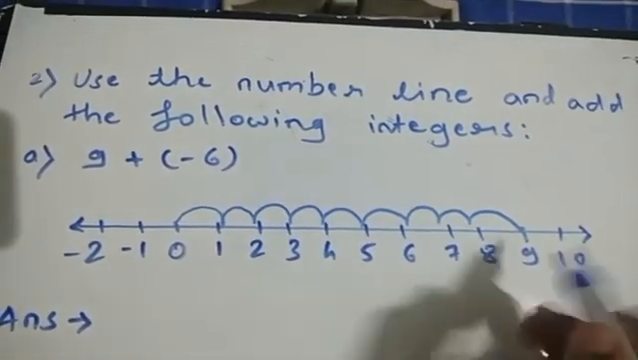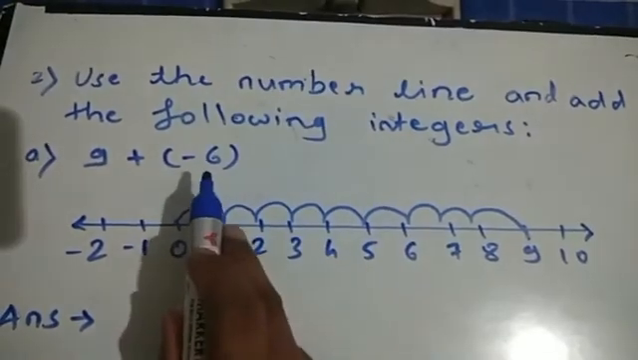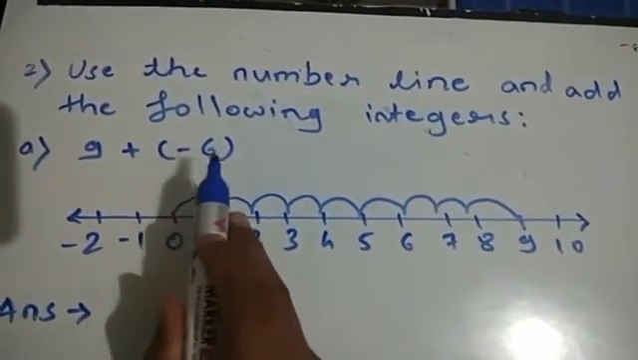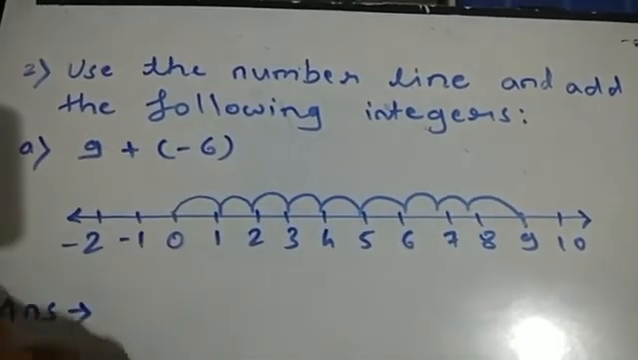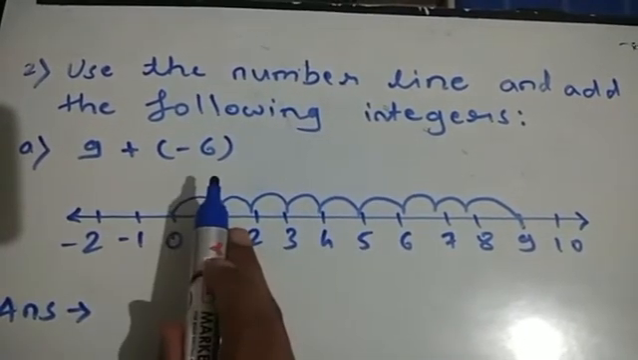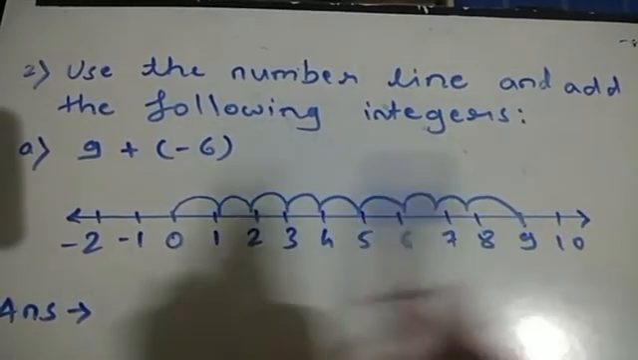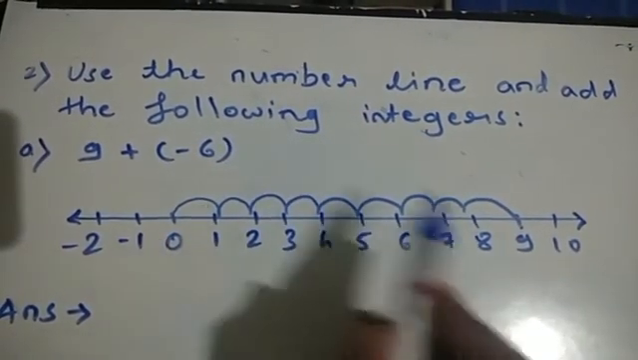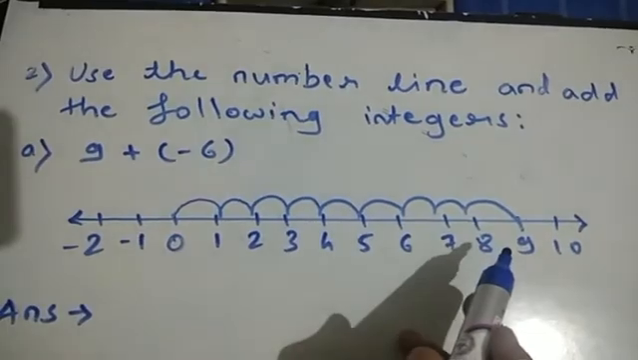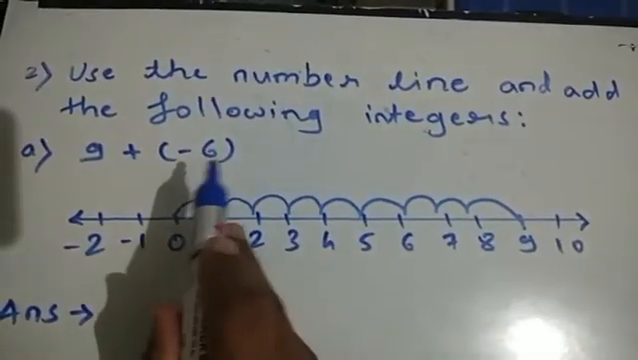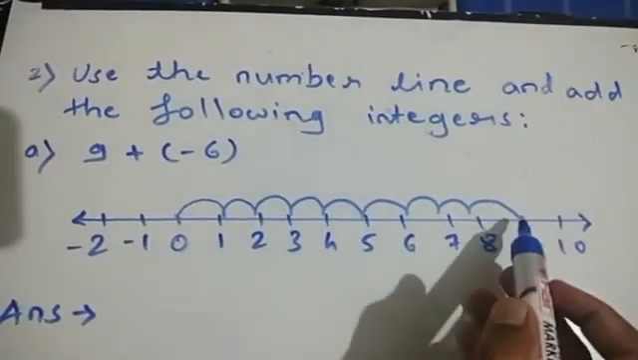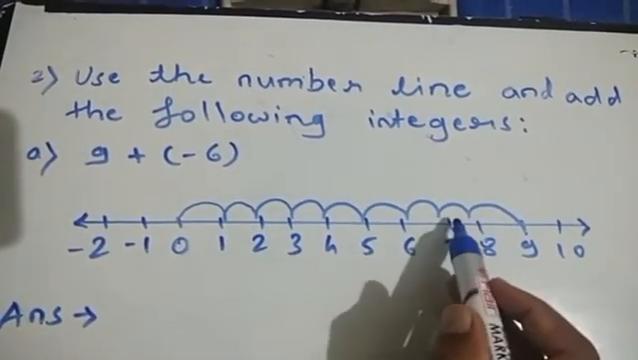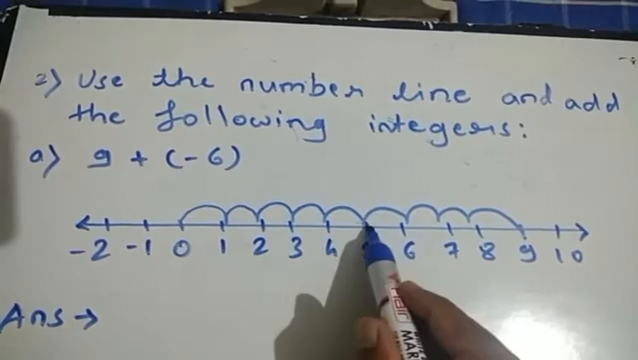But from that 9, we need to add minus 6. But if we are adding any negative integer, remember students, we have to move towards the left-hand side. And if we are adding a positive integer, we have to move towards the right-hand side, as we did here from 0 to 9. But now we are going to add minus 6, which is a negative integer. So move towards the left-hand side now, 6 units. 1, 2, 3, 4, 5, 6.